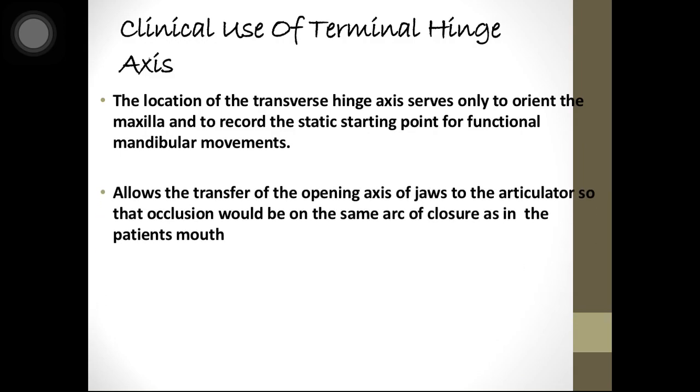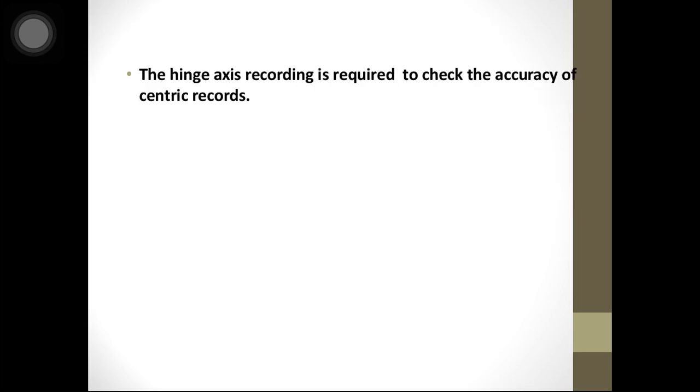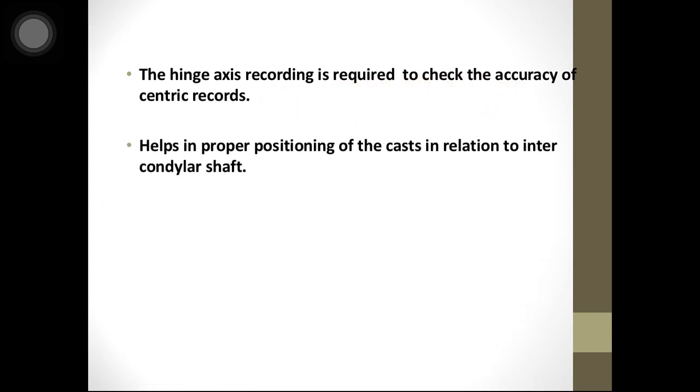It also allows the transfer of the opening axis of jaws to the articulator so that occlusion would be on the same arc of closure as in the patient's mouth. The hinge axis recording is required to check the accuracy of centric records, and also it helps in proper positioning of the cast in relation to the intercondylar shaft.